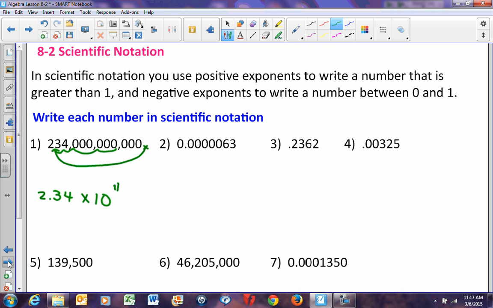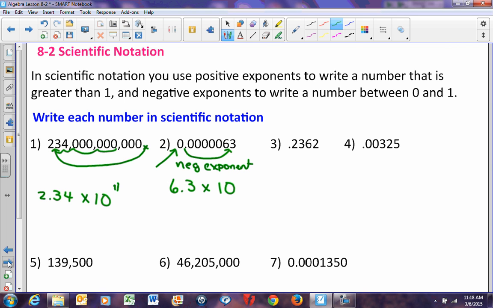The next number we have: tens, hundreds, thousands, 10,000, 100,000, millions, 10 millions, 63 millions, 10 millions, excuse me. I have to change this to a number that is greater than or equal to 1. So I need to move my decimal point from here all the way to here. So it's going to be 6.3 times a power of 10. Now this is a really small number. Since it is less than 1, my exponent has got to be negative, because this number is between 0 and 1. If my number is between 0 and 1, I have to have a negative exponent.